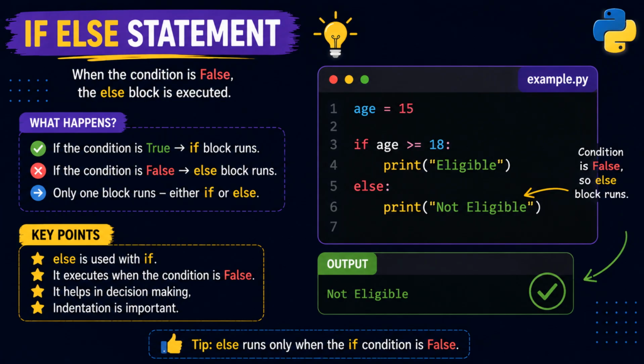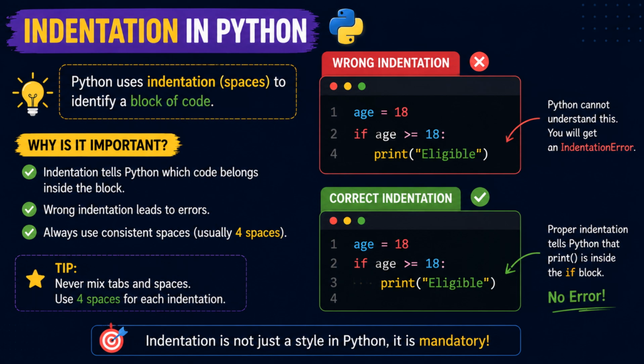Next is indentation. This is one very important thing in Python. Indentation means leaving spaces before writing the code inside a block. Python uses indentation to understand which lines belong together. If the indentation is wrong, then Python gives an error. So always keep your indentation correct. We usually use 4 spaces.